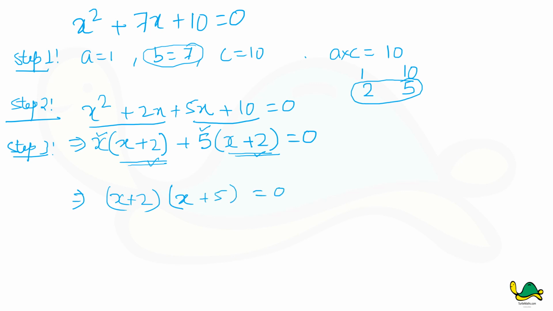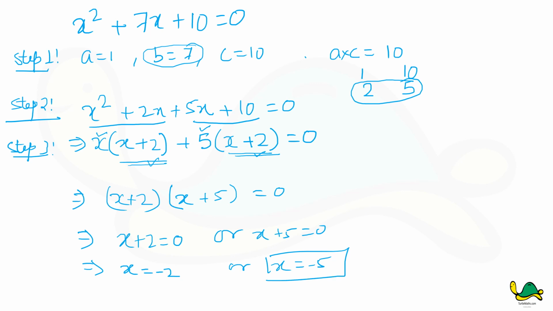Now the product of two numbers is equal to 0. It means one of them is 0. So it means x plus 2 is equal to 0 or x plus 5 is equal to 0. If x plus 2 is equal to 0, it means x is equal to negative 2, or when x plus 5 is equal to 0, that means x is equal to negative 5. So these are my solutions.